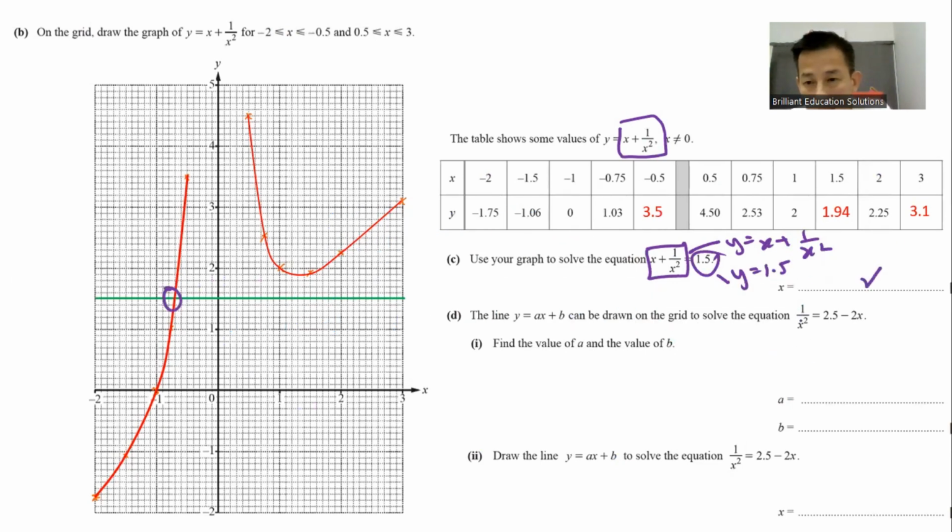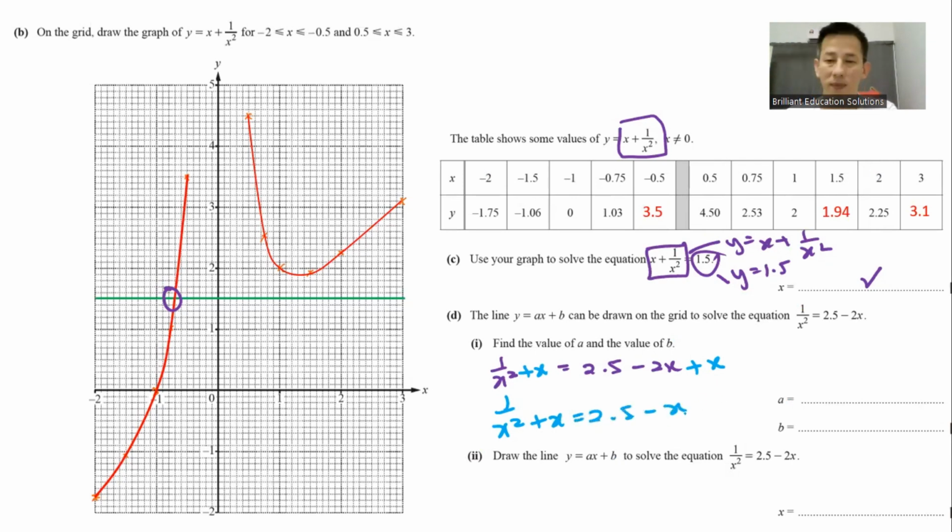for D, you have 1 over x squared equal to 2.5 minus 2x. So how to get the x in? You just plus the x. So you plus x, and then you plus x. That will give you 1 over x squared plus x equal to 2.5 minus x.